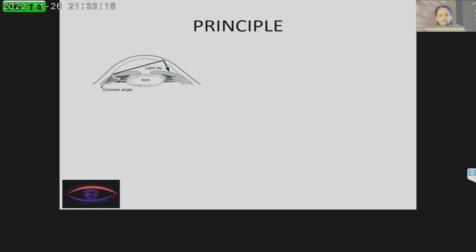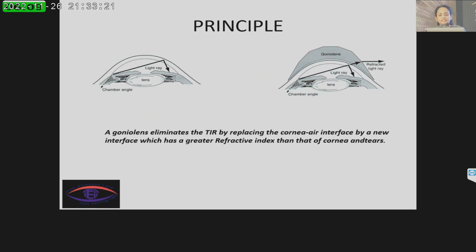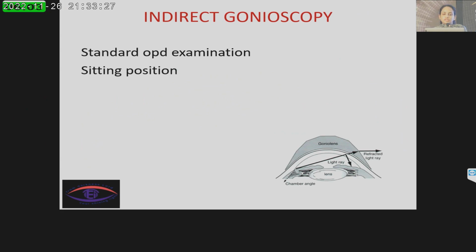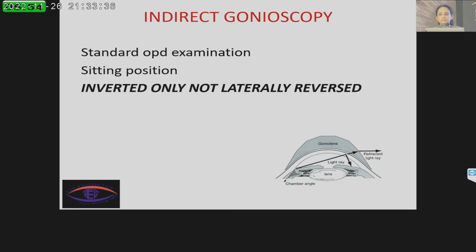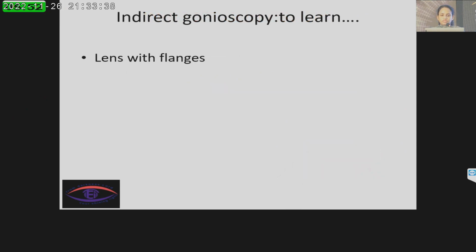Normally, the light from the angle undergoes total internal reflection. However, a gonio mirror eliminates total internal reflection by replacing the cornea-air interface with a new interface. So gonioscopy can be indirect or direct. Indirect gonioscopy is the standard OPD examination technique. It is called indirect as the image is inverted, but to be noted, it is not laterally reversed.